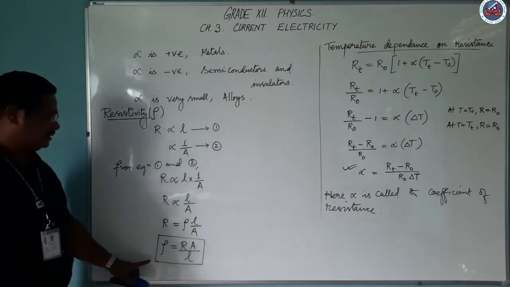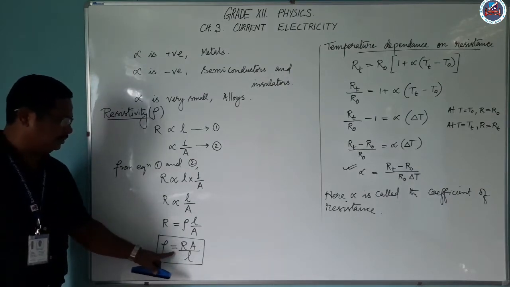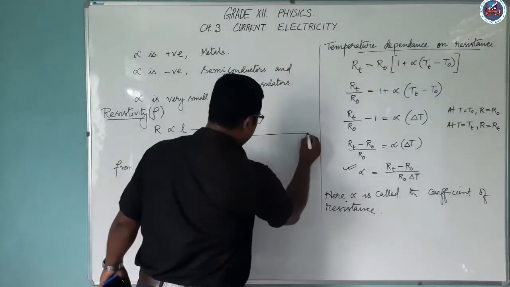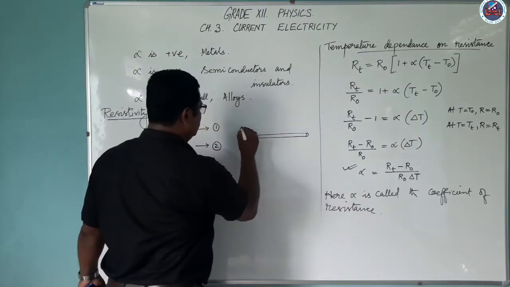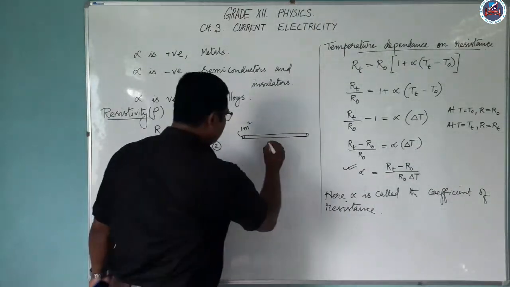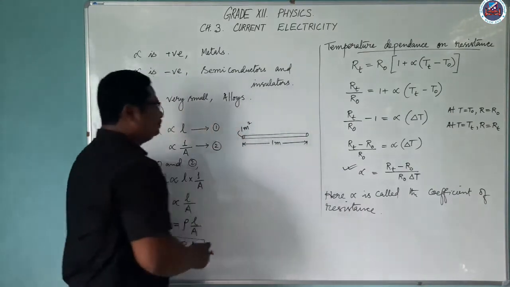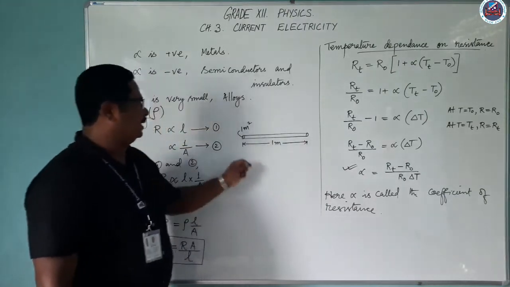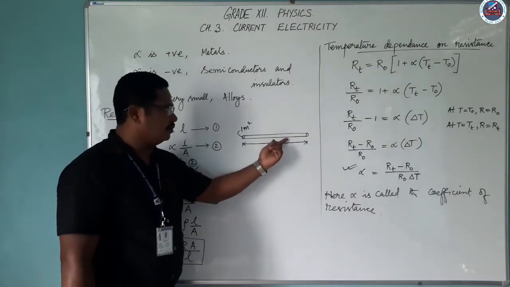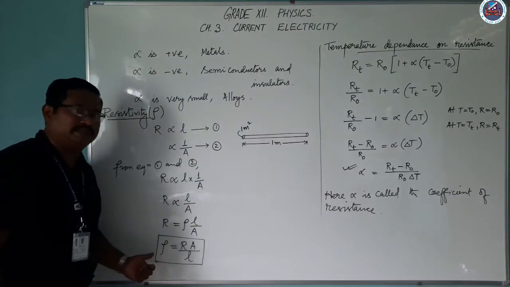And it is defined as the resistance of the conductor if the conductor has unit area of cross section. Unit means what? 1 meter square cross sectional area, and the length of the conductor is exactly 1 meter. So if a conductor of length 1 meter and area of cross section 1 meter square, how much resistance this conductor offers, that we call resistivity. That is the definition of resistivity.